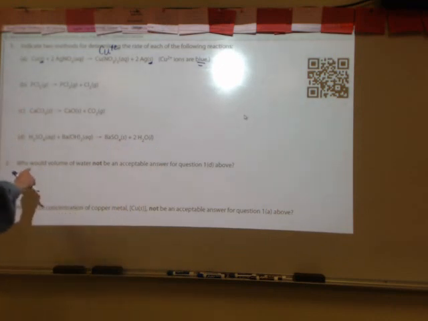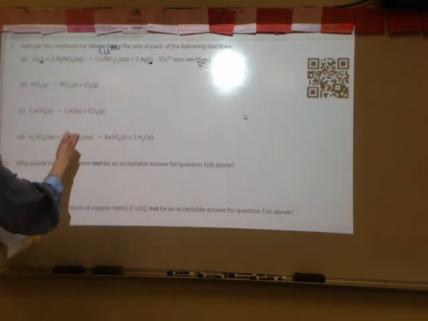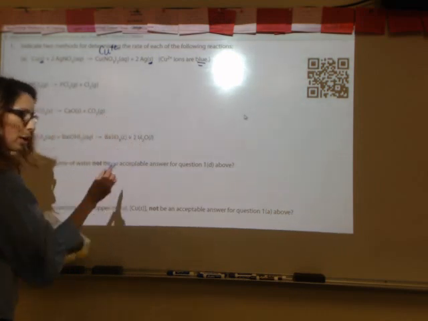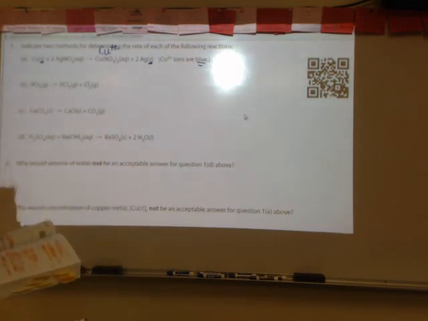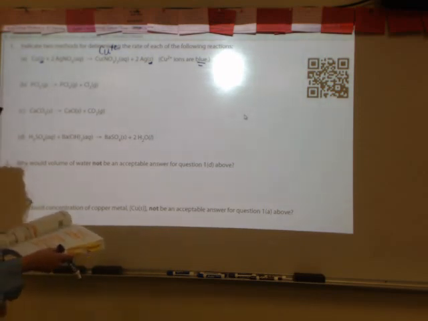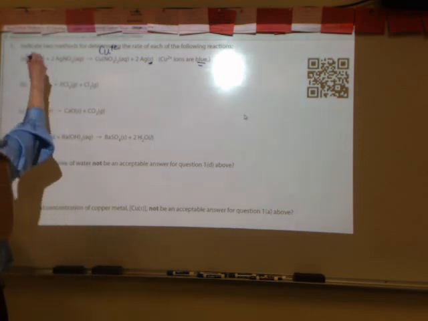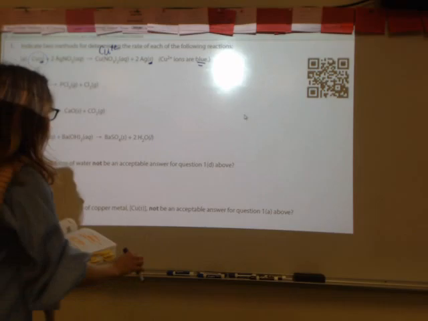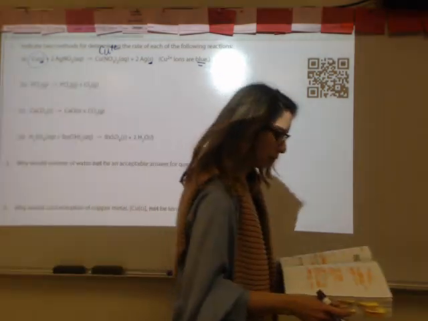Okay. Number 2, why would volume of water not be an acceptable answer for 1D above? Well, you don't know if all of this is going to react. You could have some of it still dissolved in the water, so you can't properly measure the volume of water. For number 3, why would concentration of copper metal not be an acceptable answer for 1A above? This is not dissolved in water. It has to be dissolved in water for you to get a concentration, okay?